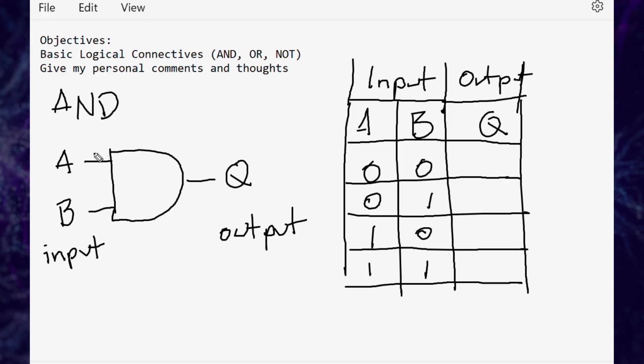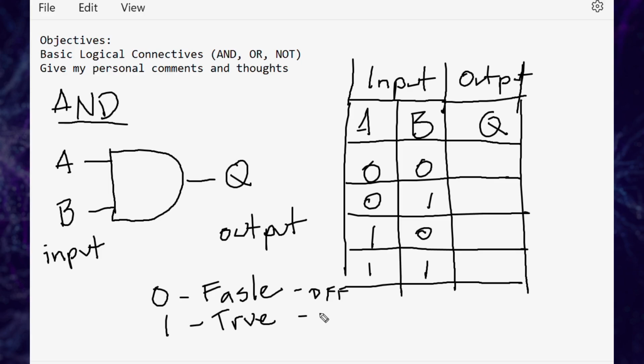For an AND logical operator or logical connective, 0 means false and 1 is true. In circuits, we call false off, that's why it's 0, and 1 is on. But let's stick to this one. If A is false and B is false, your output, if you are using the AND logical operator, will be 0.